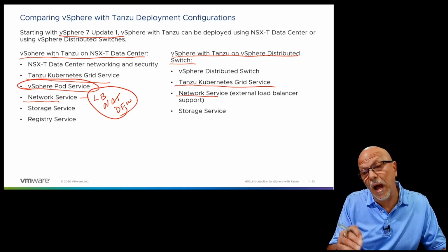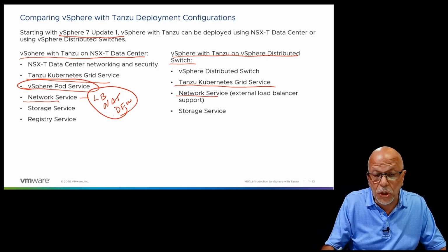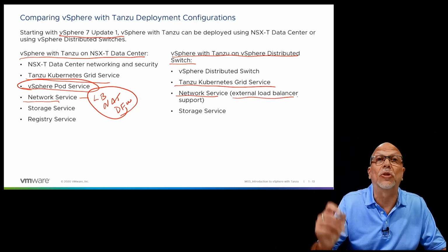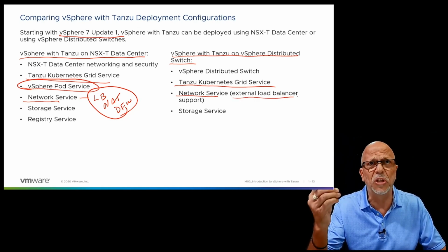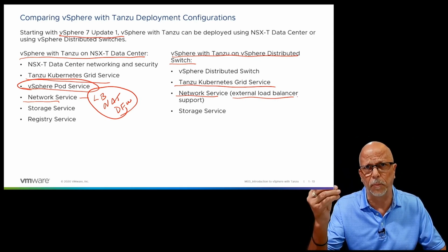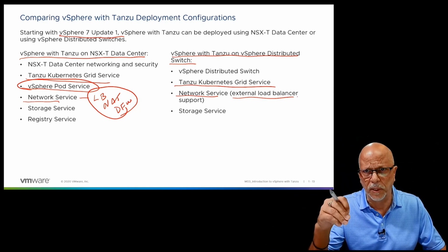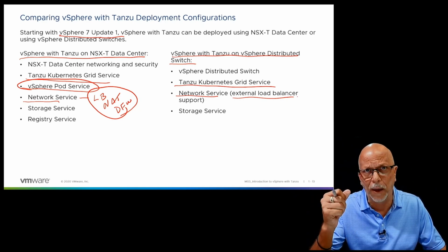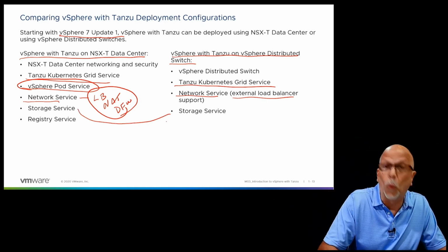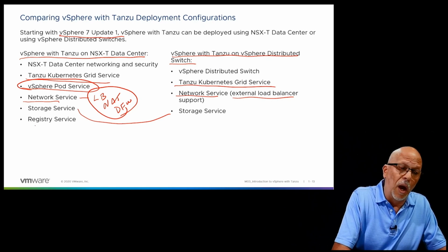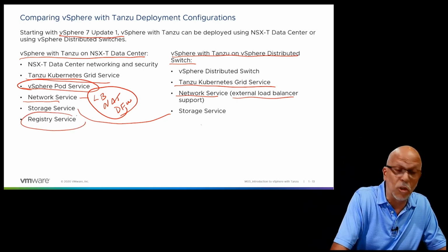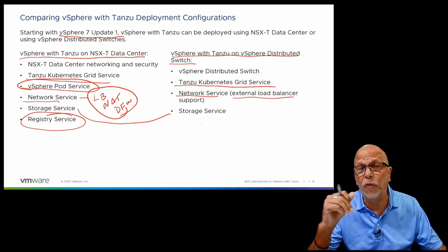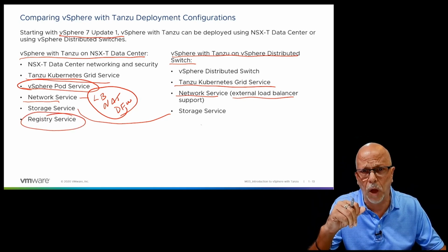When we're doing it on the distributed switch, you're going to be setting up an external load balancer to do that load balancing, because Kubernetes does have to have the ability to do a load balancer. There's a way that you can do that with the distributed switch. We'll talk some more about that. They both support the storage service. However, we do not support over here the embedded Harbor registry service. And again, all of these we're going to talk about in the upcoming slides.